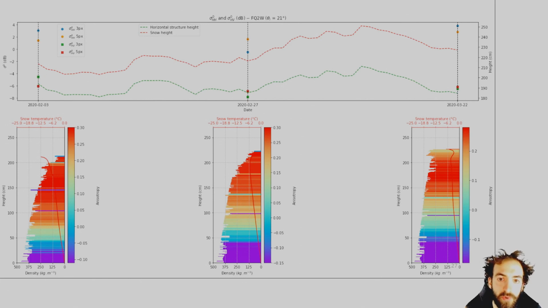Now this is the same plot for the FQ2 wide beam mode at 21 degrees of incidence. This is way closer to nadir, and as a result we expect to have much less variability in the backscattered signal. And this is indeed what we have, with a standard deviation between the three dates of around 1 decibel. And this is the same for the VV-VH polarization. We don't have much change in the backscattered intensity.